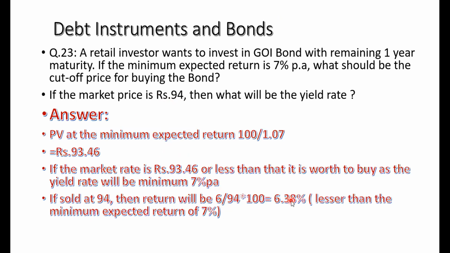Agreed or not, boss? Earlier I had used the expected rate of 7. Now I am changing the question. If the bond is today traded at 94, what is the yield rate? 6 divided by 94 for 1 year. Just press the percentage button, 6.38 is the yield rate. Agreed or not? How simple?